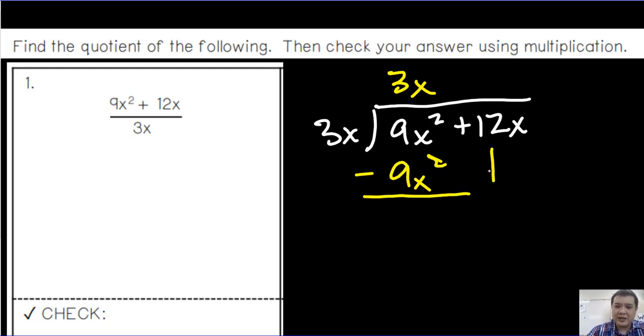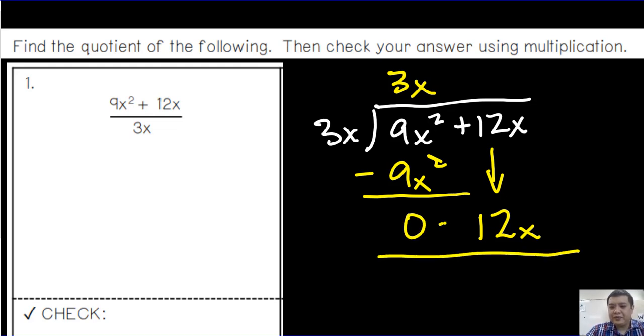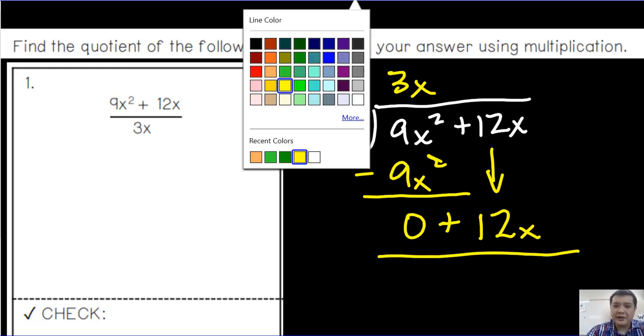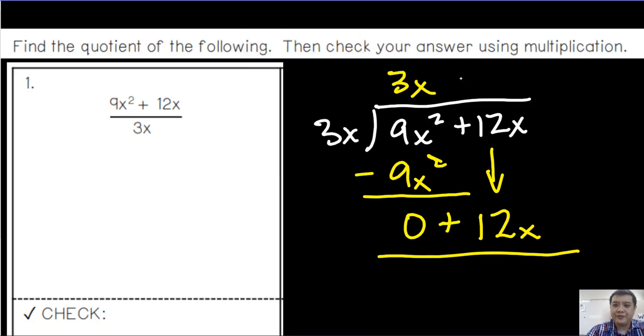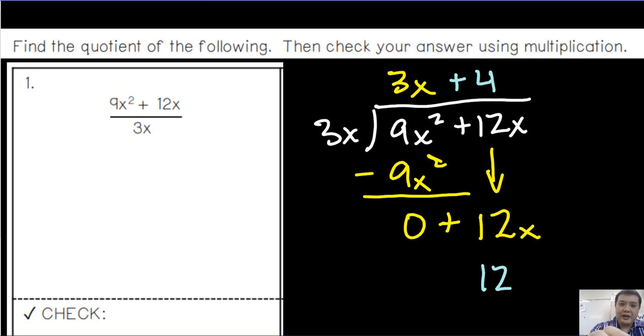So we bring down the next term, and that's 12x. We have 0 here. So what do we have to multiply 3x by to get 12x? Well, that's 4, so we're going to add 4. So that's 3 times 4 is 12x. I probably shouldn't have that line right underneath here. Subtract that out, we have a remainder of 0. So therefore, our final answer is 3x plus 4.